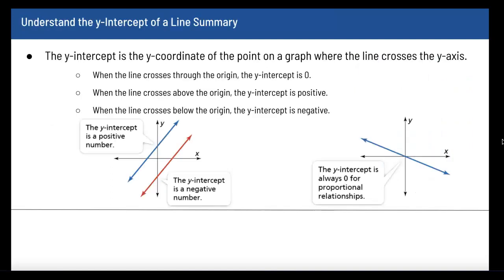Here is our summary. The y-intercept is the y-coordinate of the point on a graph where the line crosses the y-axis. We have 3 different scenarios. When the line crosses through the origin, the y-intercept is 0. We see that here. And the y-intercept is always 0 for proportional relationships. When the line crosses above the origin, the y-intercept is positive. When the line crosses below the origin, the y-intercept is negative.